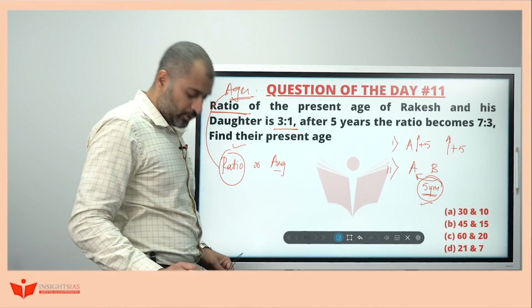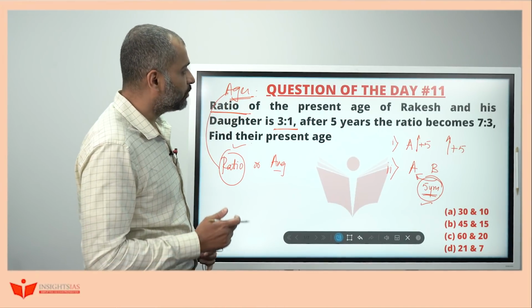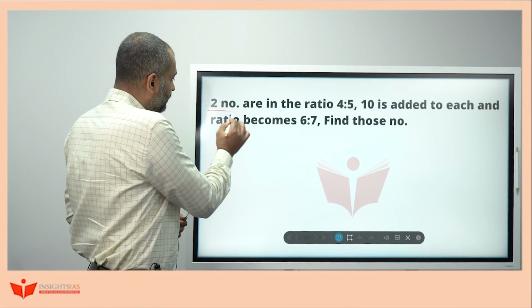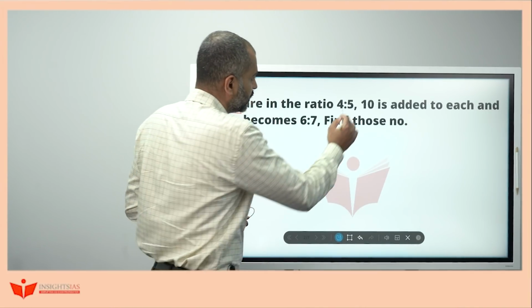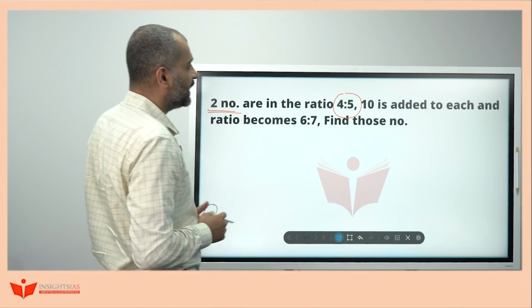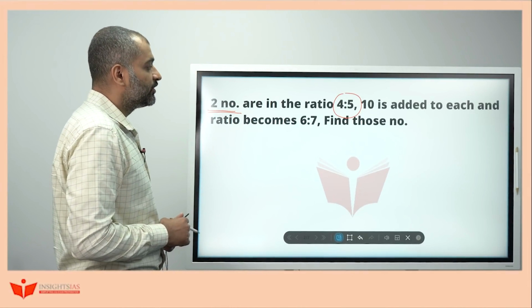Now, as usual, before solving this question, we'll take one more question. Look at this question. This is a very similar one. Two numbers are in the ratio 4:5. When 10 is added to each, the ratio becomes 6:7.